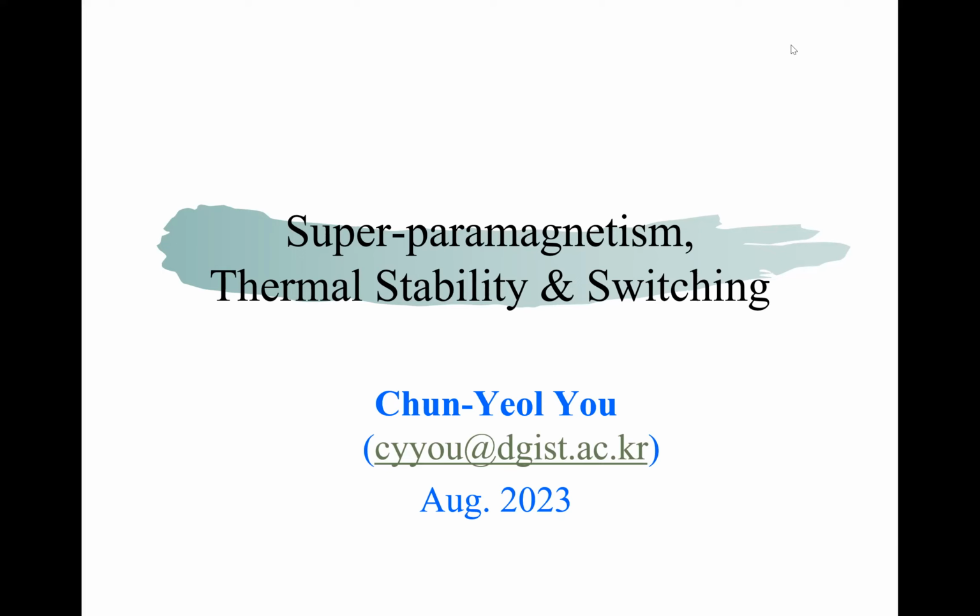Last class, we learned how to consider the linear approximation for the susceptibility. We also understood the Stoner-Wohlfarth model, how much field we need to switch a uniaxial single particle. But all such approaches assume zero temperature. We didn't consider finite temperature.